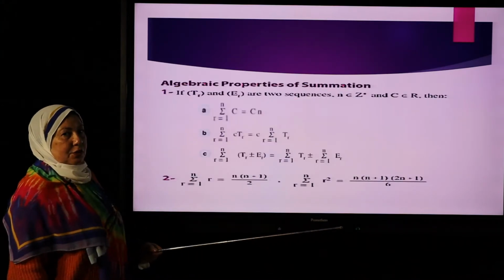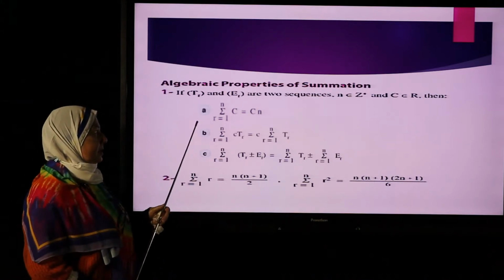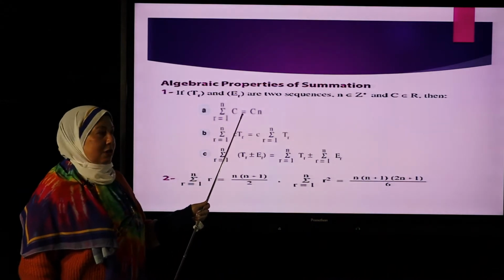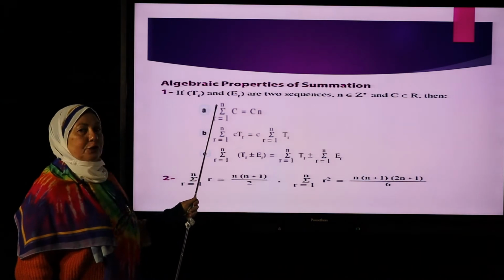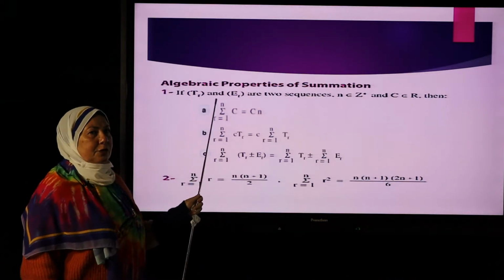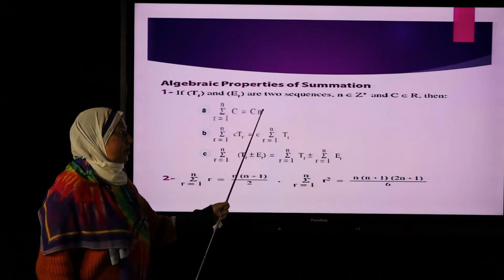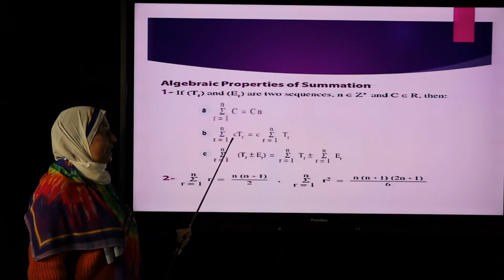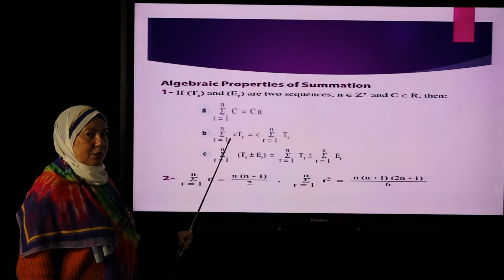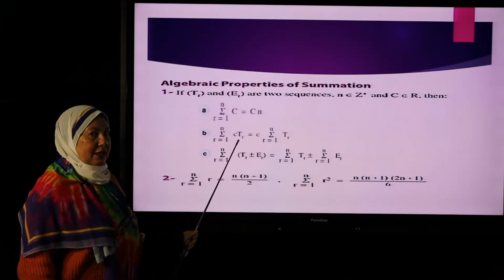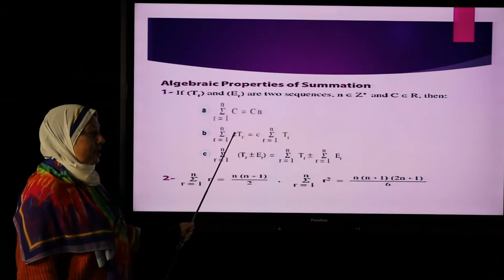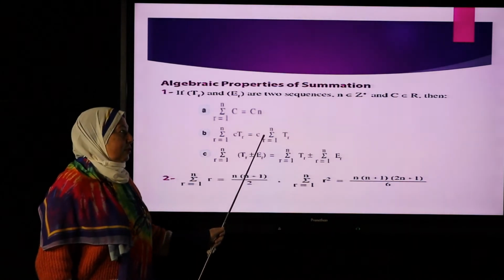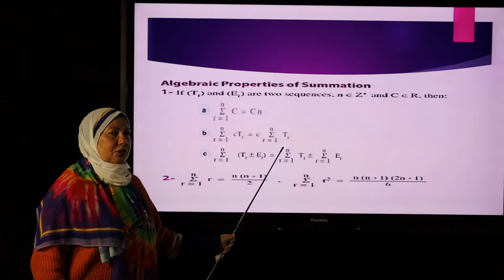Some properties of summation notation. The first property: summation notation from r equal 1 to n of any constant c equals the constant times the number of terms. Number of terms 5, number of terms 6, times this constant. Second rule: summation from r equals 1 to n of c times tr, where c is a constant, positive or negative, and Tn or tr is the general term of the sequence, equals the constant times the summation of the general term.